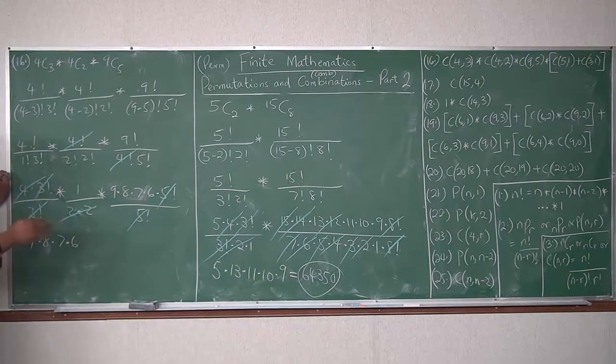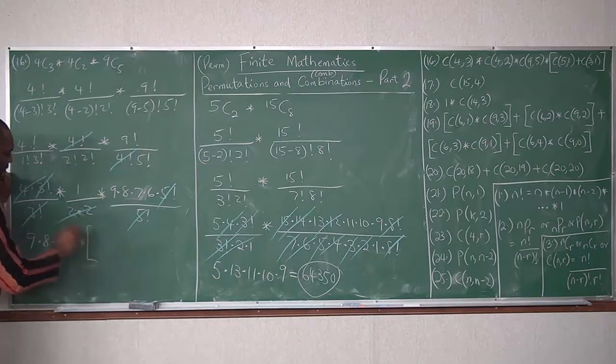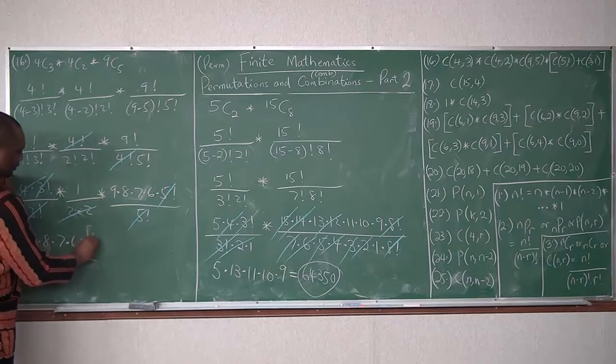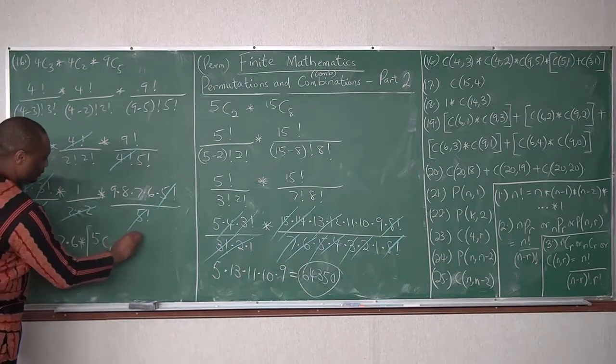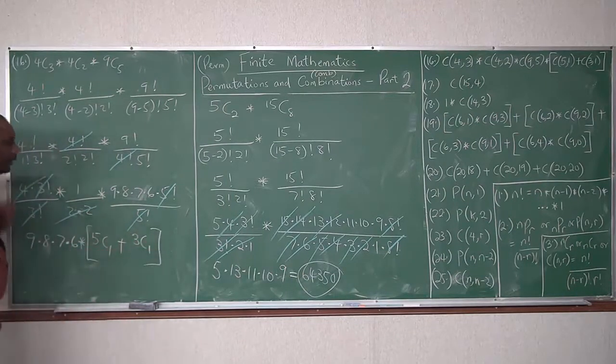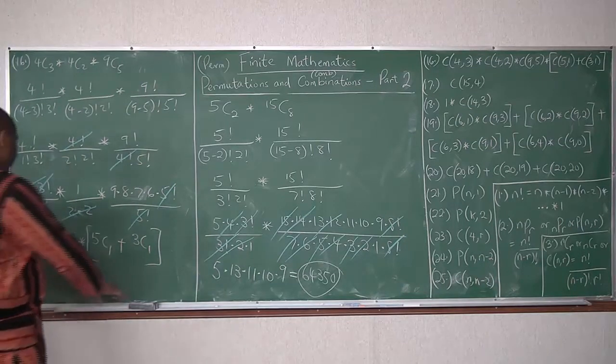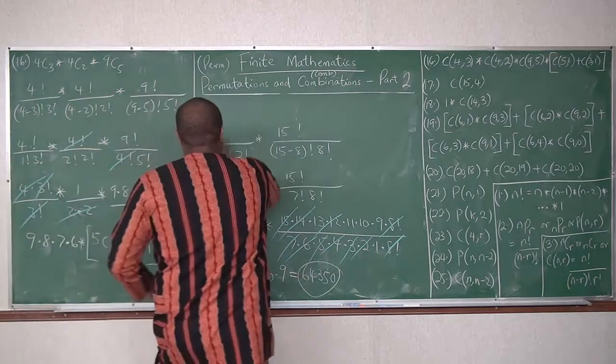We can leave out multiplying it first. Let's do this parenthesis, and maybe something might cross out, who knows. 5C1 plus 3C1. Right? 5C1 plus 3C1. Okay, let's do the parenthesis now.